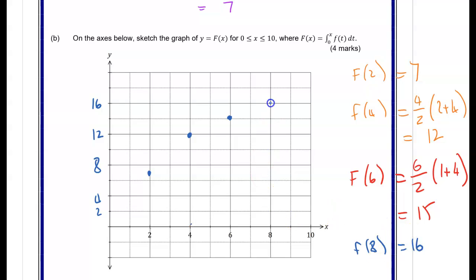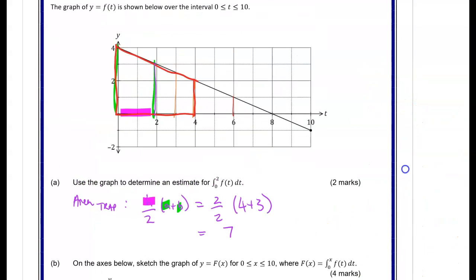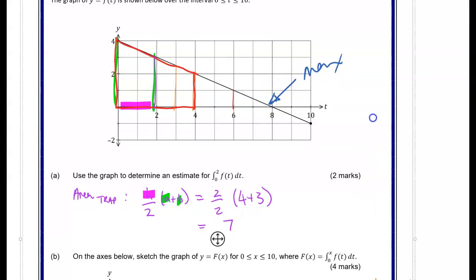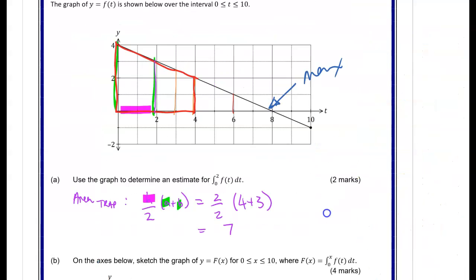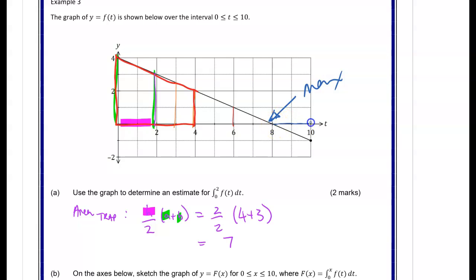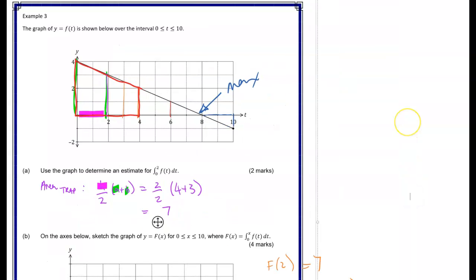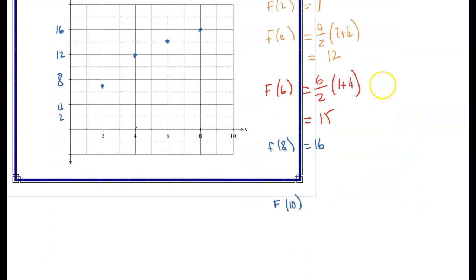What can you tell me about F of 8? Yeah, that's the maximum here. And then it starts to go down again. So F of 10, what's that? Well, let's take that little triangle part away. That area is just 1, yeah? So F of 10 is 15. All right, so that's kind of what we're looking at in terms of our graph.